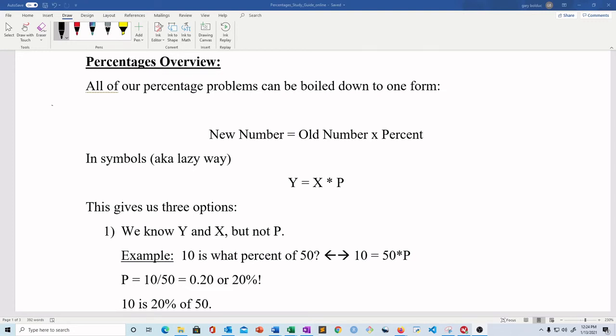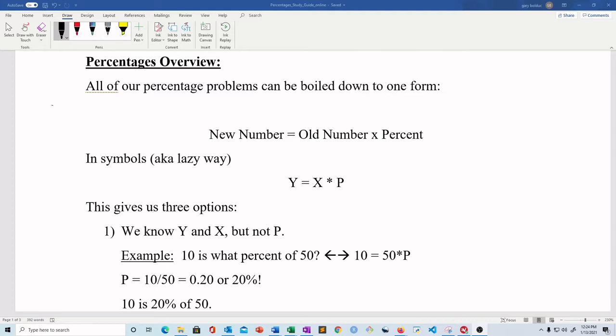In this video I'm going to be walking through the Percentages Study Guide, and I'm going to go over the examples, talk a little bit about some of the reading that you have to do here in between the examples, and then also, when appropriate, bring in some of the other resources we have.